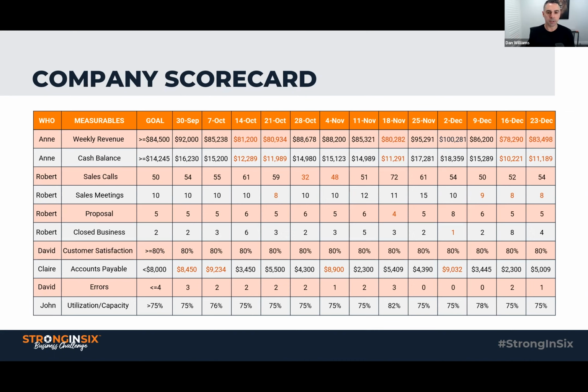And one of the really critical disciplines in a scorecard is once you have that measurable, you know what your goal is, who's accountable for it, you want to measure at least 13 weeks of data. The reason being is if we just capture a really small sample size, it could just be something that's happening in the business at that point in time, and we don't have context of how that looked over an extended period of time.